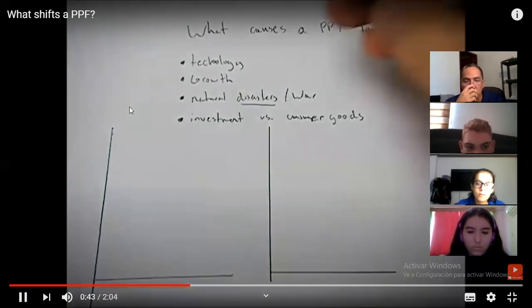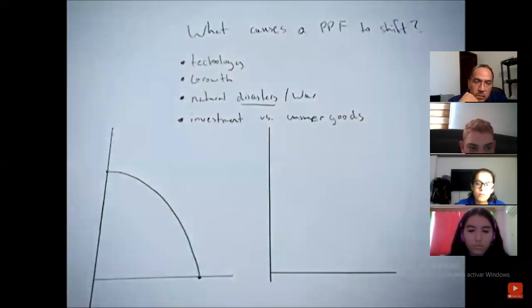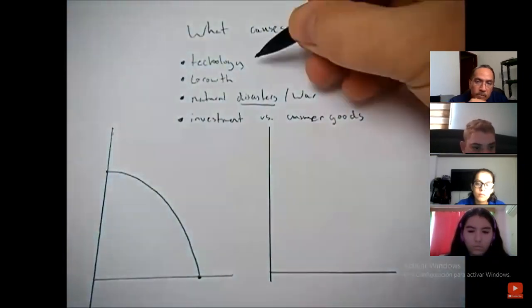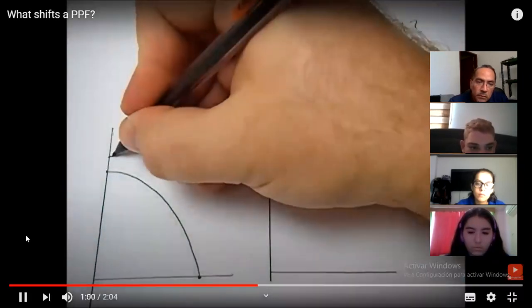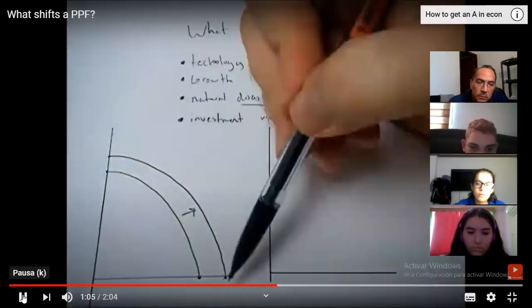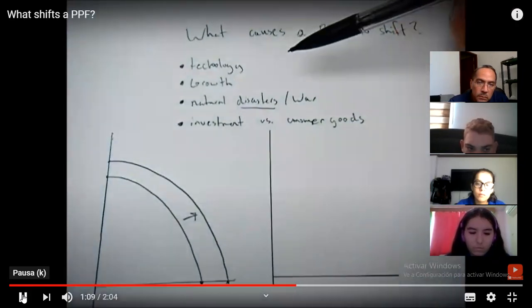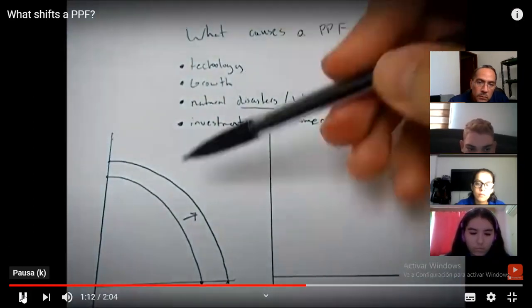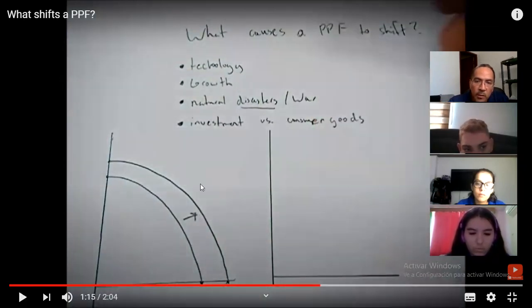And so remember that when we draw our typical PPF, it's a snapshot in time. So we're holding everything else constant. But if in the next time period, say tomorrow or a year from now, technology were to get better and we can produce more stuff, then we'll see our PPF shift out. And so what goods we're producing doesn't really matter at this point because technology as a whole has gotten better, or there's been economic growth in the economy, so we can produce more. This shifts out.